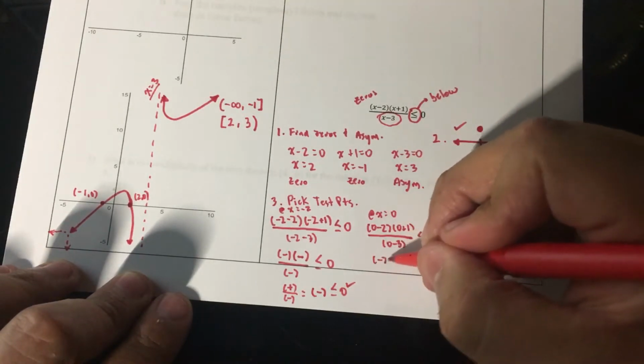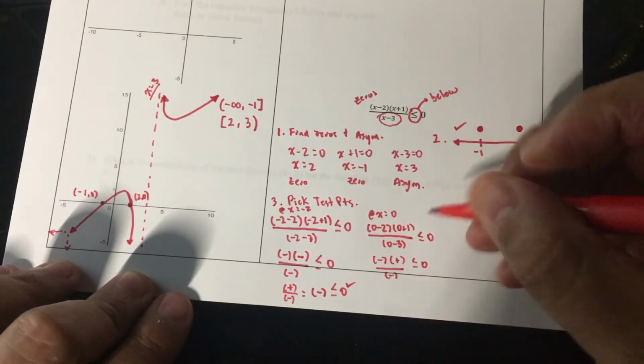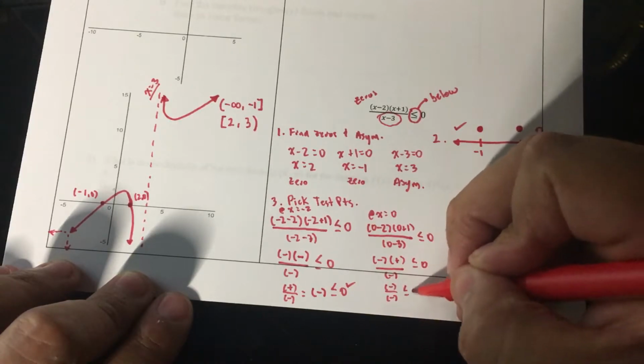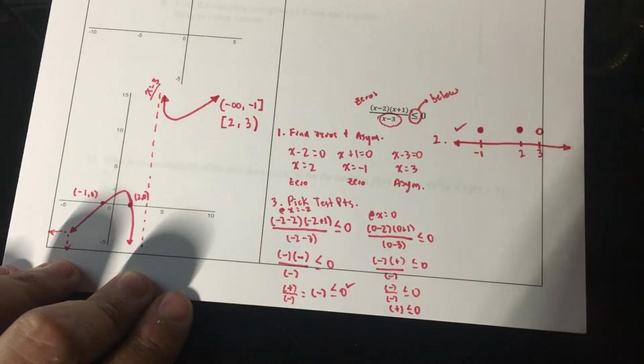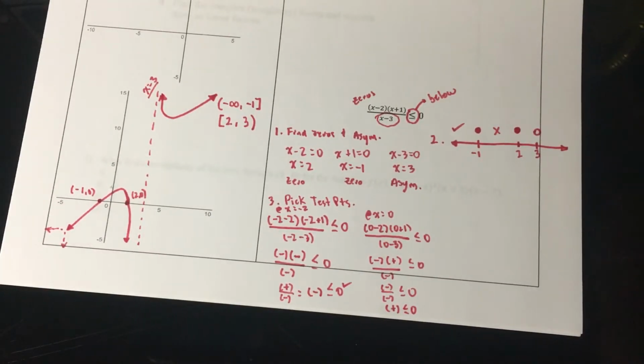So this results in a negative number, up here a positive number, and down here a negative number. So negative times positive is negative over a negative number. Negative divided by negative is positive. So is a positive number smaller than 0? No, so this is not included. Okay?